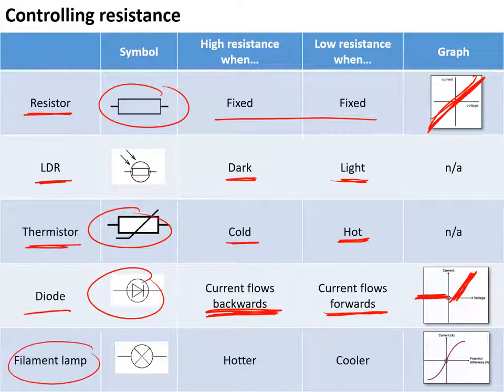A filament lamp, note the symbol, has high resistance when it's hot and low resistance when it's colder. So if you look at the graph, it has this flatter section at each end where the resistance is high.